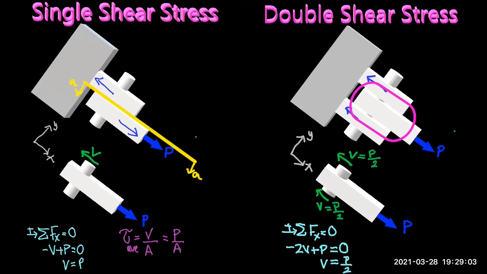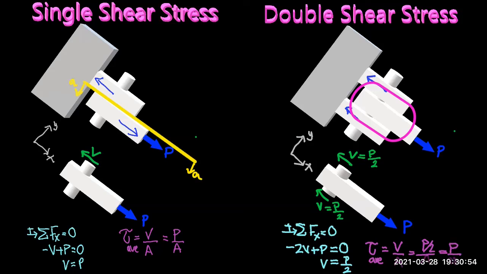Once we have found the magnitude of the shear force, we can just go ahead and apply the definition of shear stress. We know that the average shear stress is equal to the shear force divided by the cross-sectional area. We can say that the average shearing stress is equal to P over 2 divided by A. And this also can be written as P divided by 2 times A.